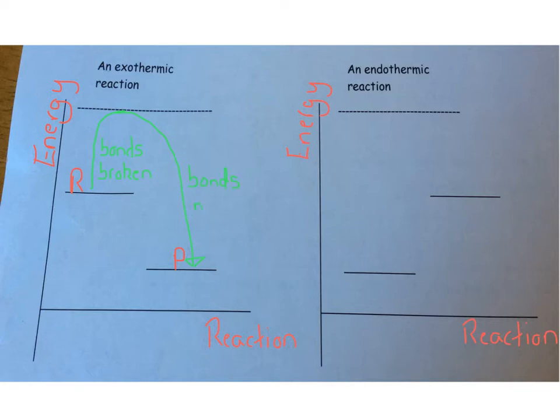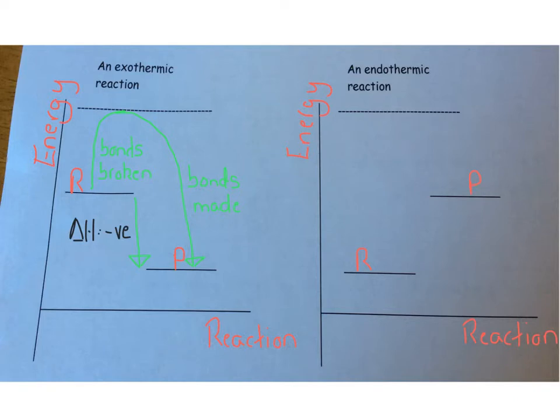Now, it's really important that we remember that bond breaking is endothermic, it requires energy. Bond making is exothermic, it gives out energy, and overall we can see therefore then that the products have less energy than the reactants did. It's an exothermic reaction and delta H is negative. Let's go then and consider the endothermic reaction.